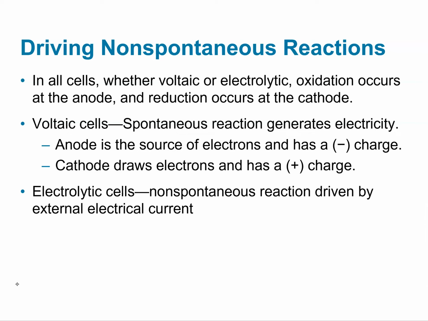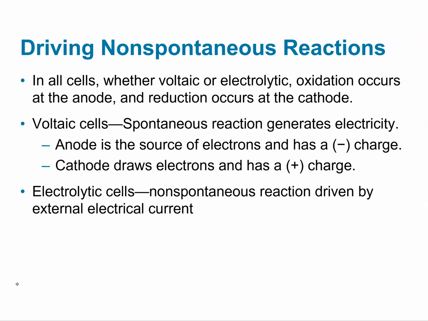They want to go from the oxidized reagent, which is losing electrons, to the reduced agent, which is gaining the electrons. And in this particular case, the anode is the source of electrons, and you're going to have the negative charge there, and the cathode is going to be accepting those electrons, and it's going to have a positive charge.